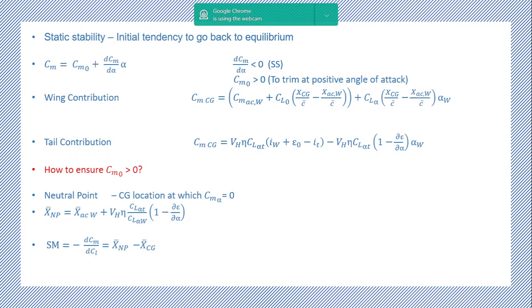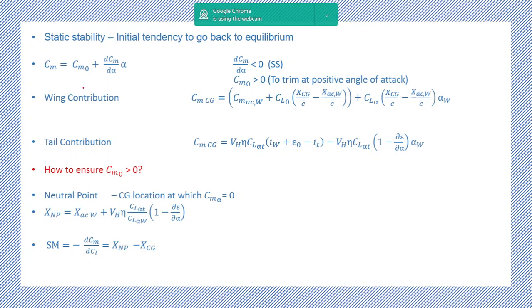Correct, exactly. So for dynamic stability, the aspect of time is brought into the picture. That is the difference. You're absolutely right. Static stability is the initial tendency, whereas dynamic stability is over a period of time, whether or not it will go back to equilibrium. So for a pitching moment, the equation we have is Cm is Cm naught plus dCm by d alpha into alpha. This is the linearization approximation that we consider.